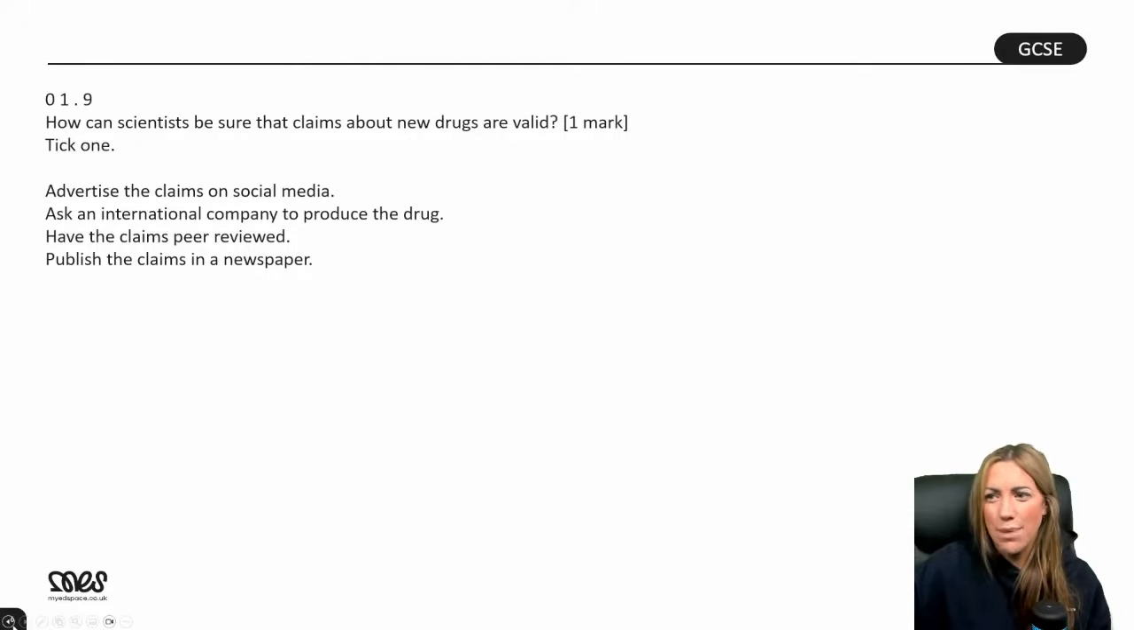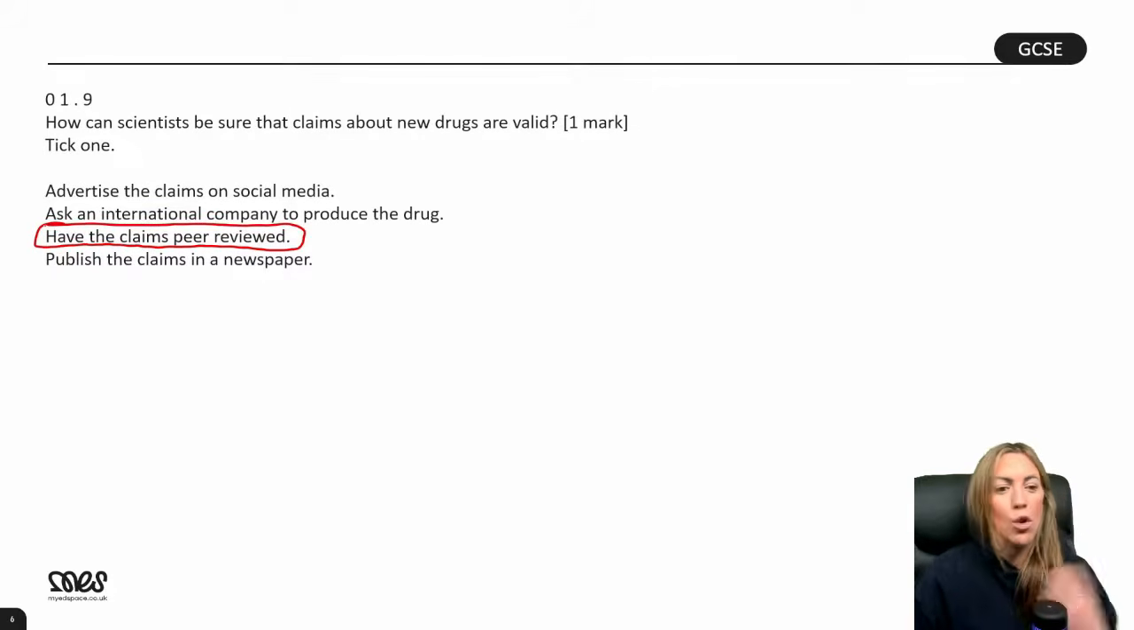Have the claims peer reviewed, this one, because this means a peer or multiple peers, so other scientists in the same field, are going to check. They're going to test the drug and they're going to compare their results to your results and check that your claims are correct. That would be the best way to do it. Obviously, if you publish the claims in a newspaper, still might not be valid, still might be biased, but having the claims peer reviewed is the best answer here.